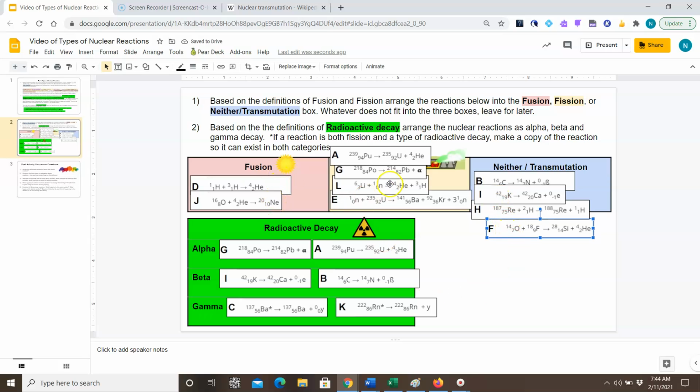Under fusion, D and J. Under fission, A, G, L, E. For alpha decay, we have G and A. For beta decay, we have I and B. For gamma, we have C and K.